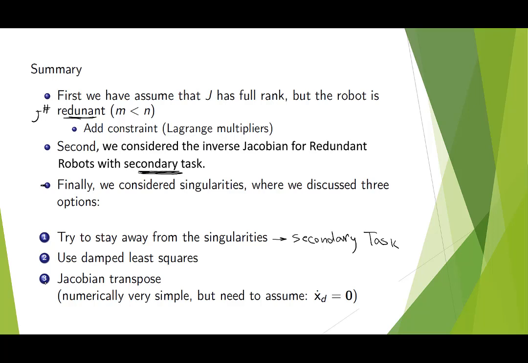In terms of performance, this is the best one, and then come these two. So keep in mind that avoiding it as a secondary task is the best option. If not possible, if your robot is not redundant and doesn't offer secondary task capability, we can use least square damp and then finally Jacobian transpose. That is it for today's session. In the next videos, we're going to stay away from kinematics and move a bit toward dynamics of the robots.